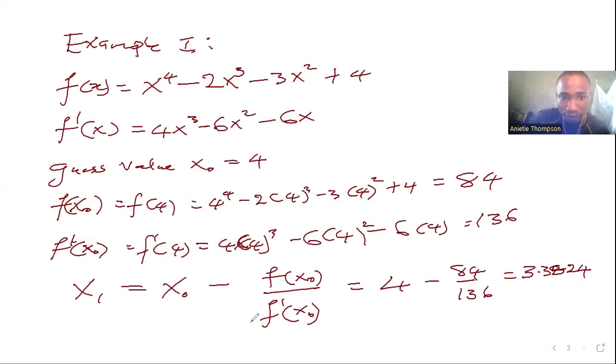So we move to the next one. You have now the value of our x1 is known. So we want to check, because I've set my epsilon value. I will stop where the absolute value of xn plus 1 minus xn will be less than 0.001.